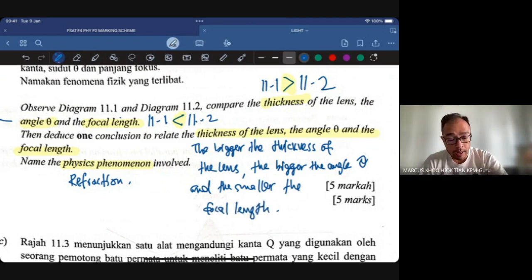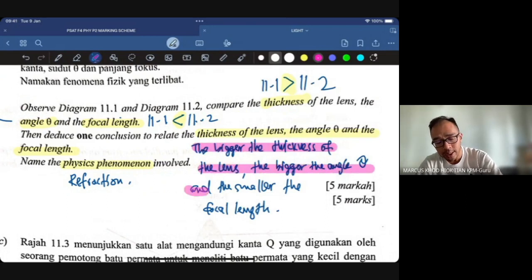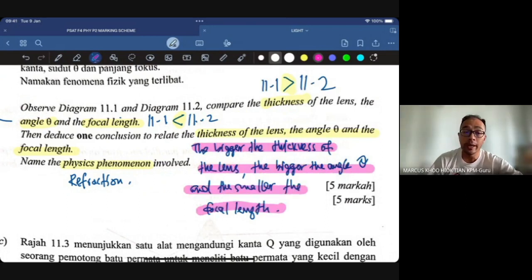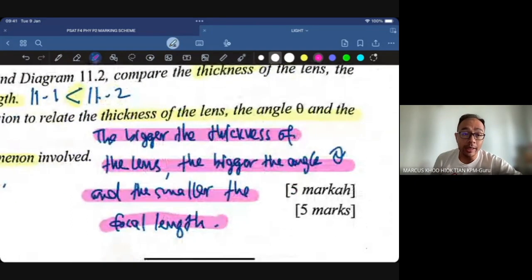Okay. So this is a pretty interesting question, at least to me, because very rarely do we see a relationship question where they ask you to relate three things at once. The bigger the thickness of the lens, the bigger the angle theta, and the smaller the focal length.